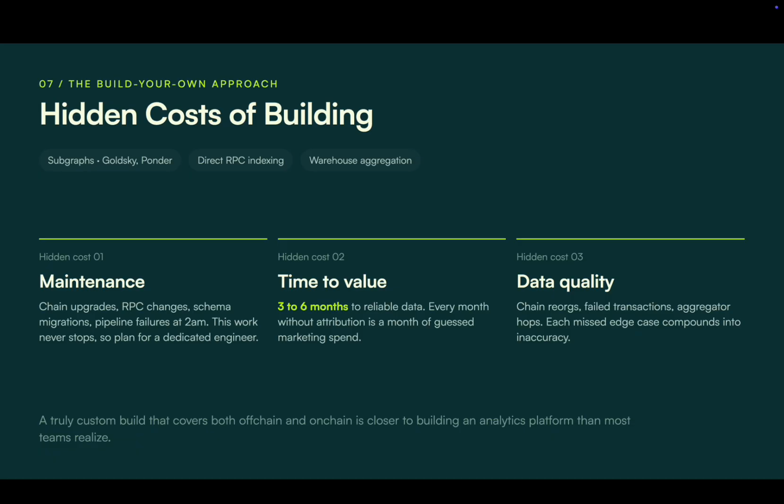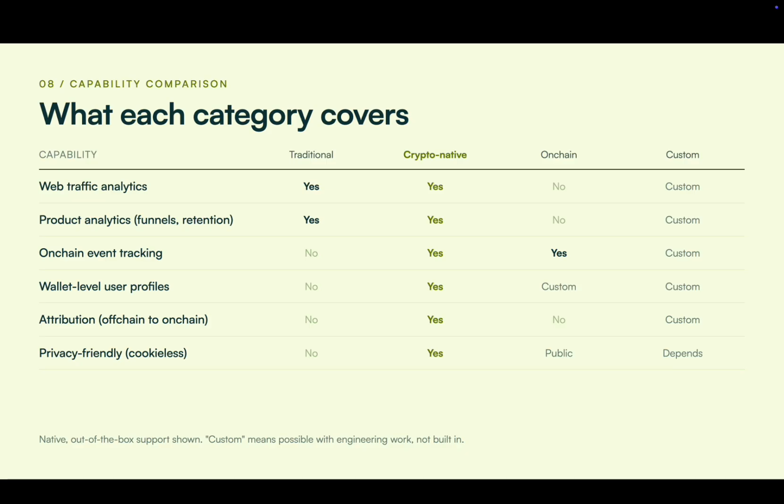Some teams decide to build everything themselves. That usually starts with a subgraph, an indexer, or a data warehouse. The appeal is control. The challenge is everything that comes after. Chains upgrade, schemas change, pipelines fail, new edge cases appear. Building a reliable analytics stack often becomes a much larger project than expected, especially when both off-chain and on-chain data need to work together. When you compare these categories side by side, a pattern emerges.